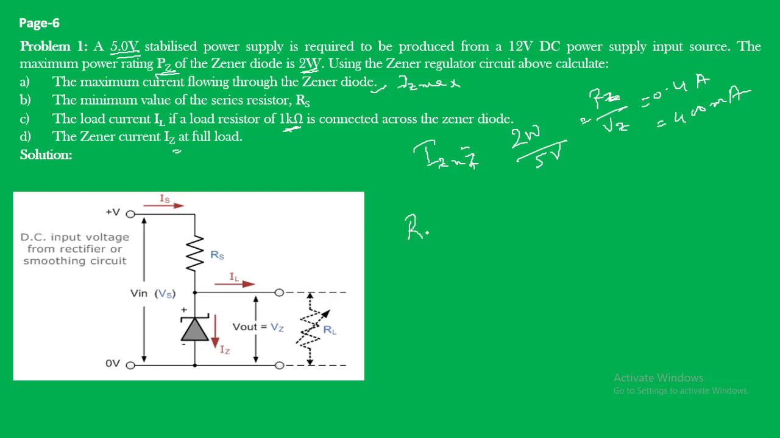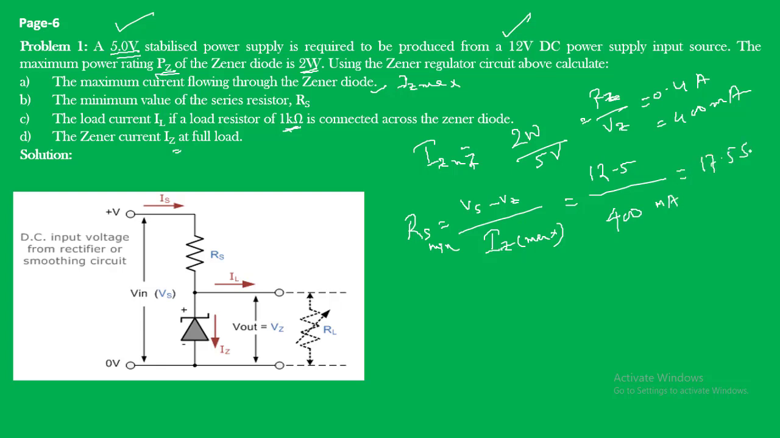Now the Rs value we can obtain by Vs minus Vz divided by Iz max, because we are finding the minimum value, Rs minimum. Using this relation, we find 12 minus 5, where this is 12 volt and this is 5 volt, divided by Iz max, which we found to be 400 milliampere. That gives us around 17.5 ohms. So that is the minimum series resistance.